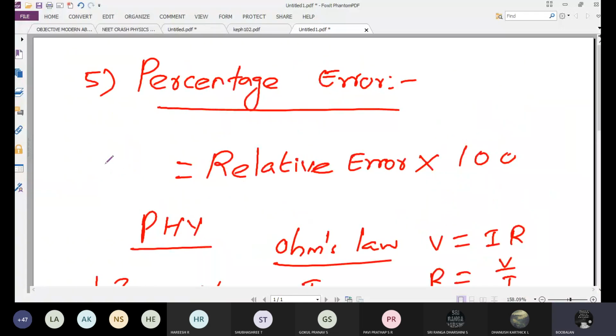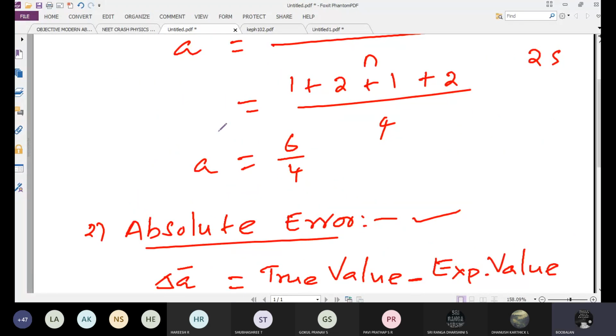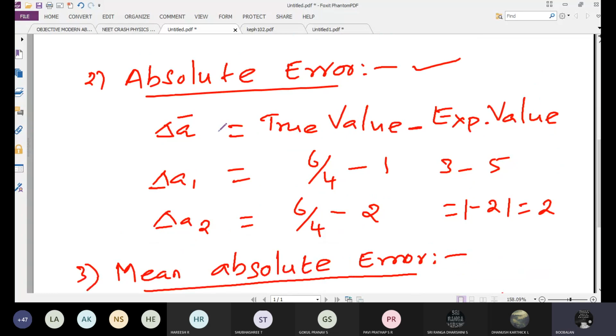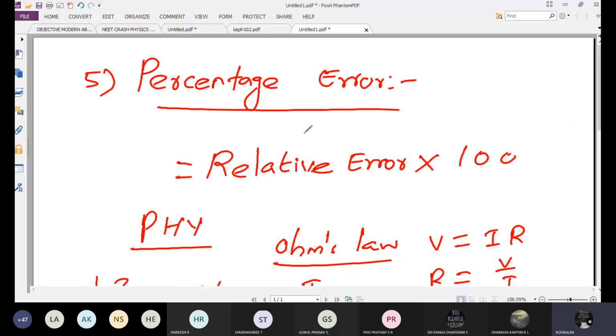First, relative error into 100 is the percentage error formula. True value, absolute error, mean absolute error, relative error, and the next one, percentage error. Up to that, if you have any doubt, you can ask.